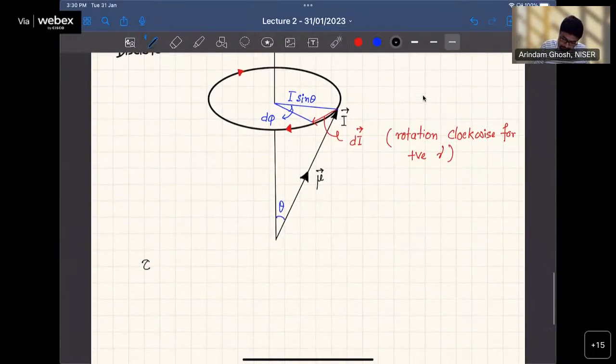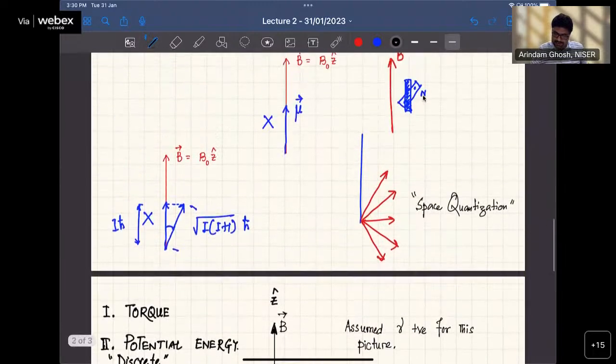Tau, torque is represented by tau, and the torque is going to be mu cross B. This is something that we know from our classical physics as well, that if we have a magnetic moment and you have a B, then the torque that applies is basically mu cross B. So you can check that in this classical picture as well.